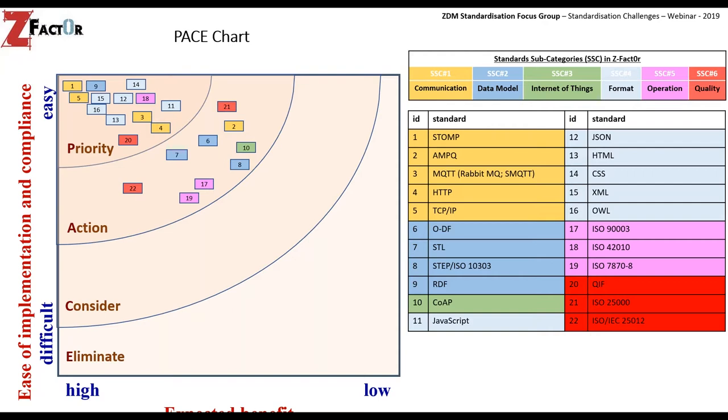The communication and format standards are not only easy to implement, but also represent a great benefit on their application in the project. STOMP, TCP, IP, and RDF represent the standards most relevant in terms of application and benefits expected. These are part of communication and data model categories. They are relevant for the zero defect manufacturing strategy of Z-Fact0r, a holistic framework applicable both to new and existing manufacturing lines to achieve zero defect production, with the ultimate goal to become a standard solution.